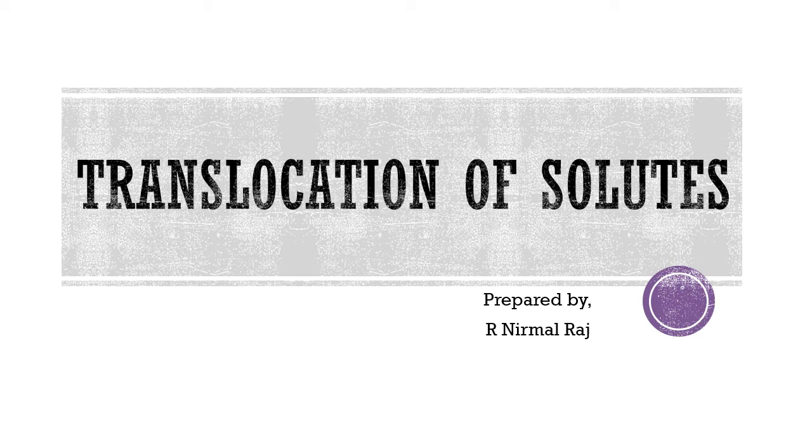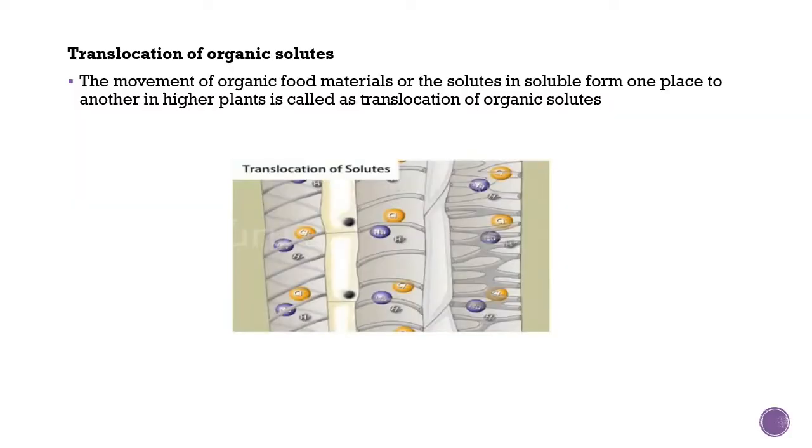Hi there. So last class we have seen about absorption of water and their mechanism. So today we are going to see about the translocation of solutes. Translocation is the movement of organic food materials or the soluble solutes that are produced by the process called photosynthesis, which will be transported from one place to another, say from stem to root or root to stem in higher plants. So this whole mechanism is called translocation.